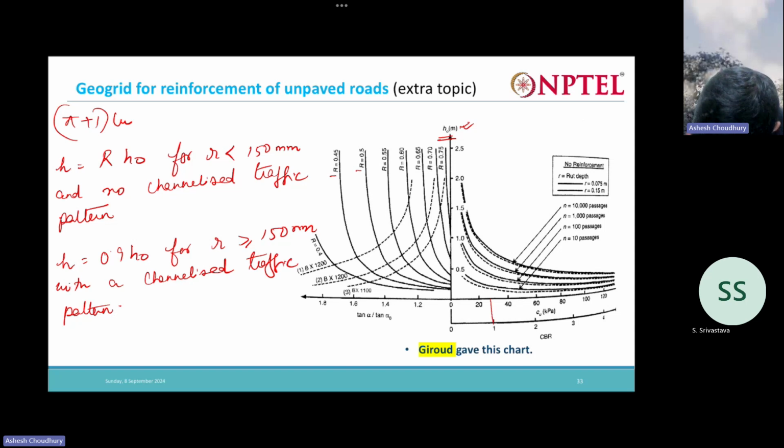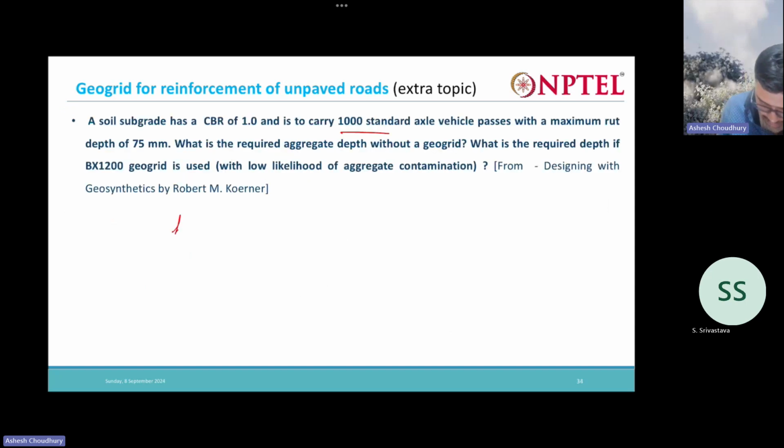Number of passes is 1000. So here, this value, approximately you can take this as say h naught as 0.6. Okay, 0.6 approximately, just for the understanding, approximately 0.60 meter. Now we need to calculate when this geogrid is used.